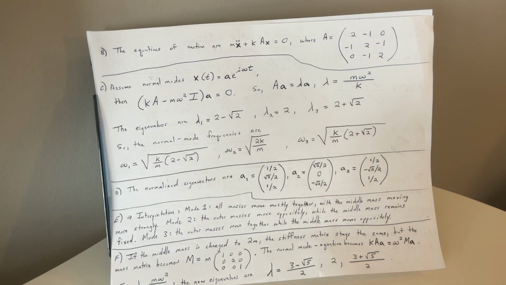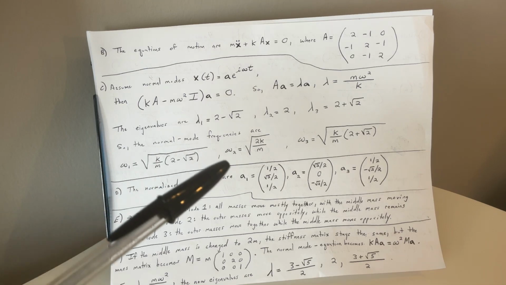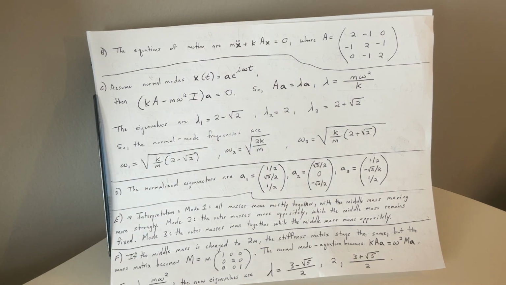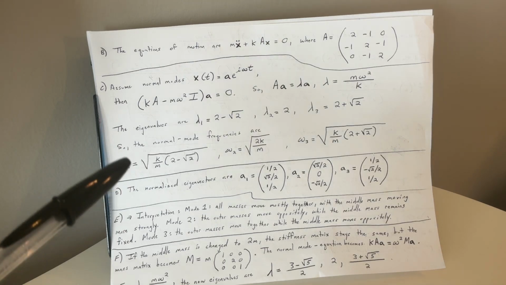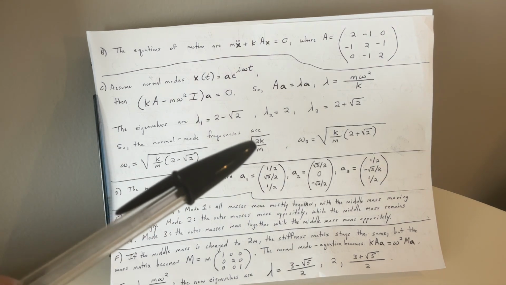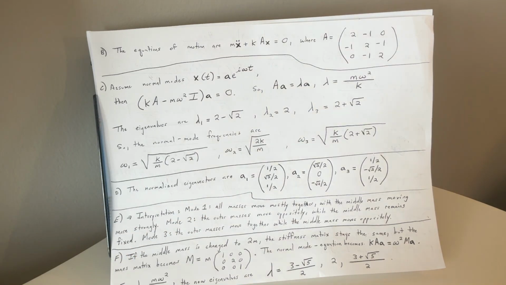So the normal mode frequencies are omega 1 equals square root of k over m times the quantity 2 minus square root of 2. Did I say omega or lambda? This is omega 1, sorry. Then omega 2 is the square root of 2k over m. And omega 3 equals the square root of k over m times the quantity 2 plus square root of 2.